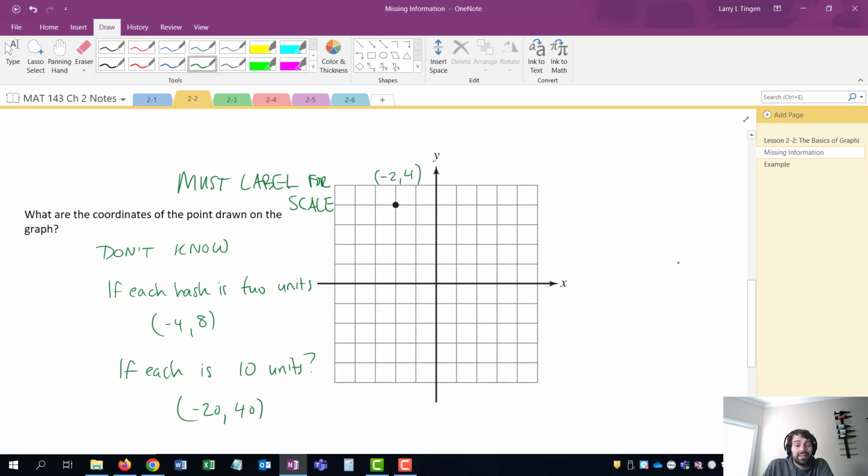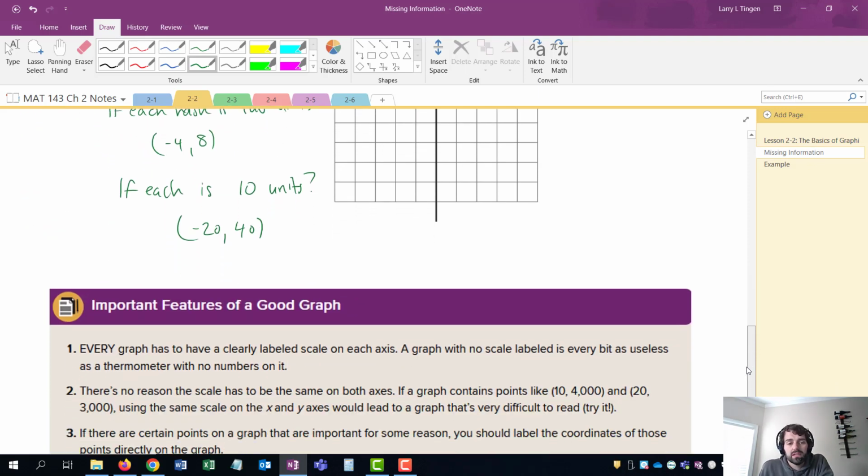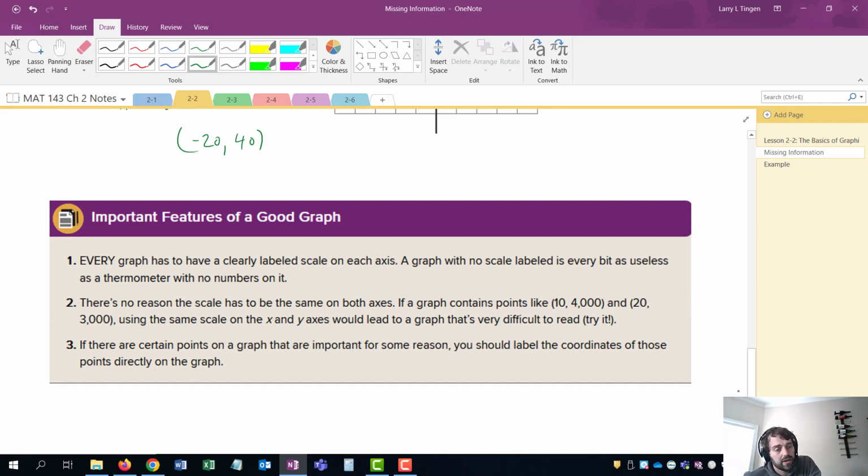The X and the Y can have different scales as well, right? You could have a different scale on the X axis than you do on the Y. X may be by 1s, but Y may be by 10s or 5s, just depending on the graph. So the whole point here, you must label and give yourself a scale. So what are the features of a good graph? Just like we said, labeled scales on each axis.